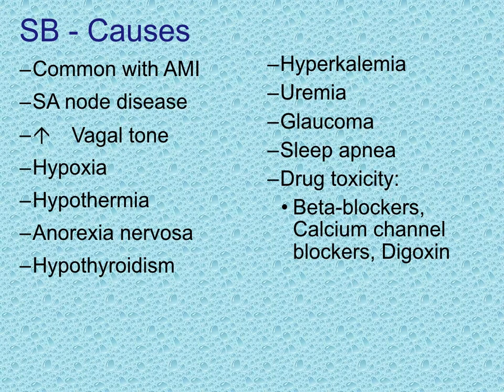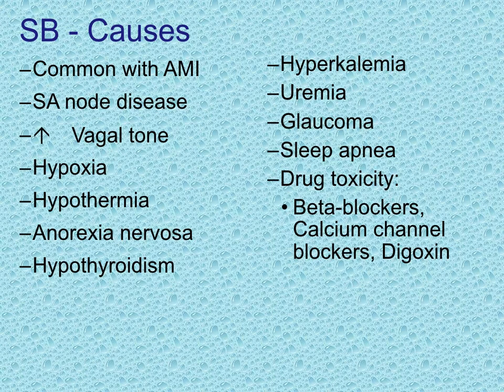But you can see here hypoxia, hypothermia, hypothyroidism. Hypothermia and hypothyroidism in particular really work on the metabolic rate. They slow it down, right? So therefore you would have a slower heartbeat.